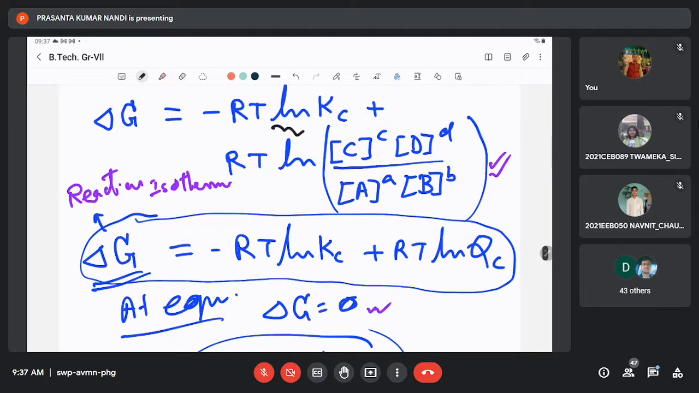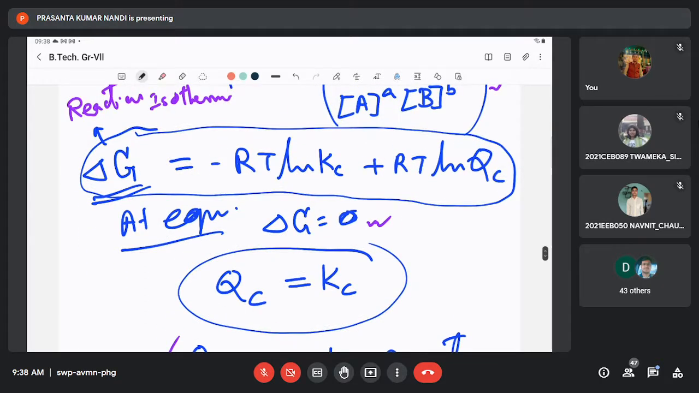So this Qc is called the proper reaction quotient, and this expression, delta G equal to minus RT ln Kc plus RT ln Qc, is popularly called the reaction isotherm. Now, at equilibrium, the free energy change at a given temperature and pressure is equal to 0. That we know. So if we consider the reaction at equilibrium, then what would happen?